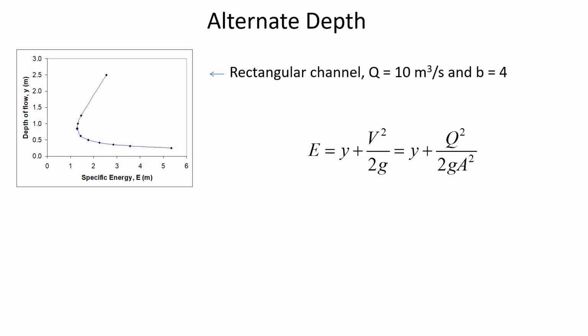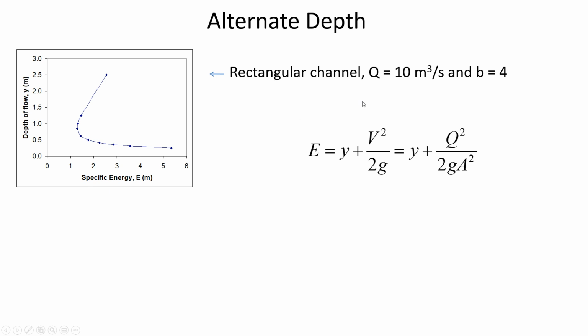If not, you'll remember that last time we talked about specific energy and alternate depths. And I showed you this graph of specific energy versus depth. And remember, the minimum point that has the lowest specific energy corresponds to the critical depth.